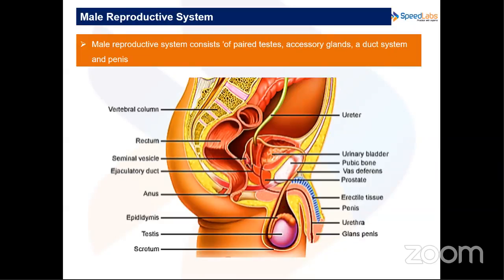And then you have the duct system. You can easily see that we have the epididymis, which is one of the duct systems. Then you have the main duct, which is the vas deferens. All right.